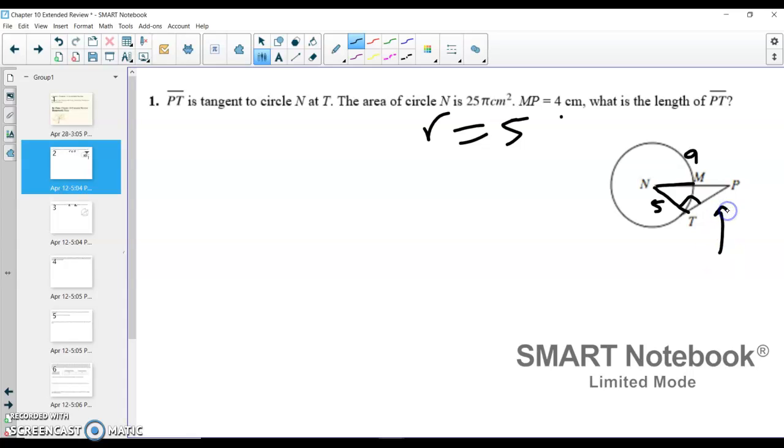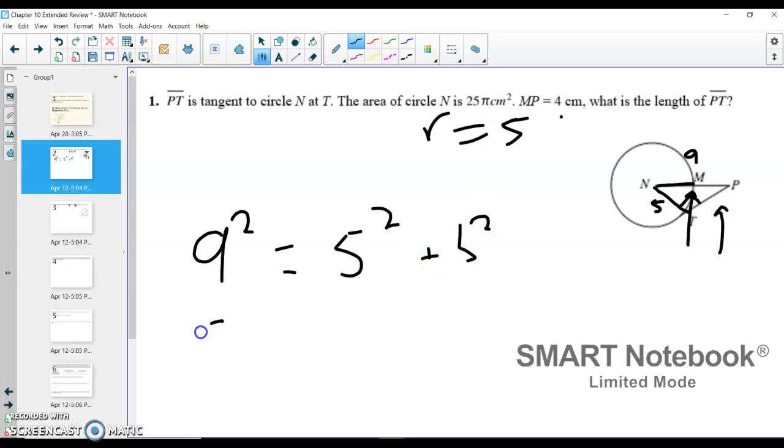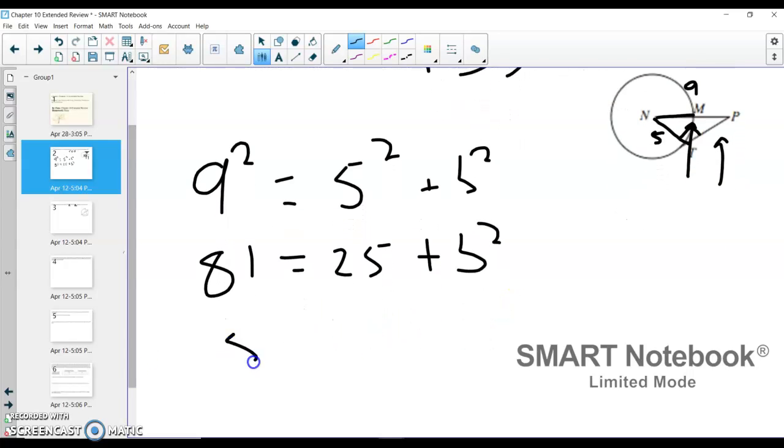I'm missing PT, and I'm able to use the Pythagorean theorem to solve, and that's going to give me 9 squared, because that's the hypotenuse. The hypotenuse is always across from your 90, equals a squared, which we'll call 5 squared, plus b squared, my missing side, and we'll go on to solve. This is 81 equals 25 plus b squared. Subtract over, this is 56 equals b squared, and then square root both sides.